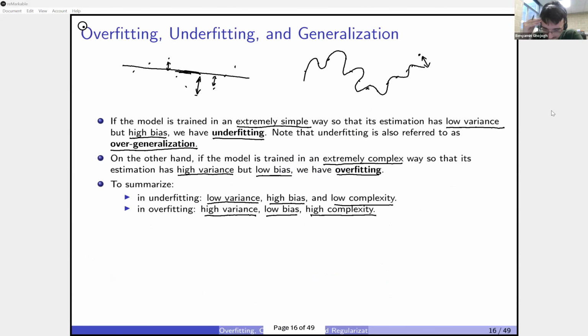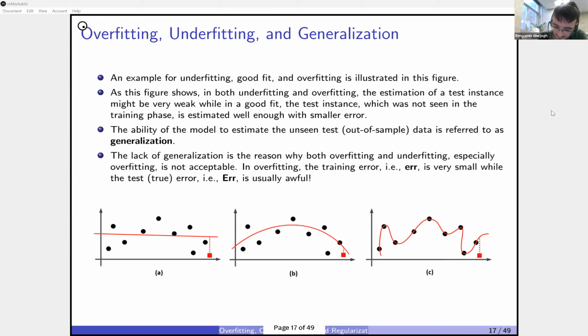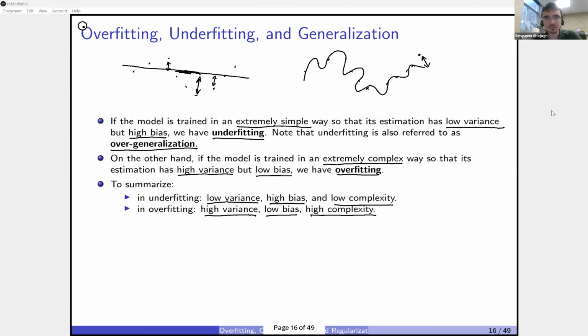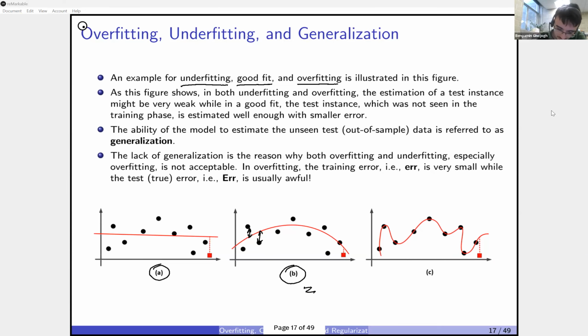So now let's talk about generalization. An example for underfitting, good fit, and overfitting is illustrated in this figure. A is underfit. It's just a line, for example. It's too simple. B is a good fit because it's almost good. It has low bias because its error is small.